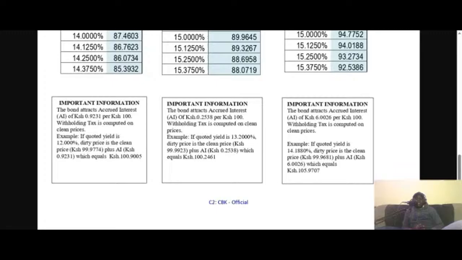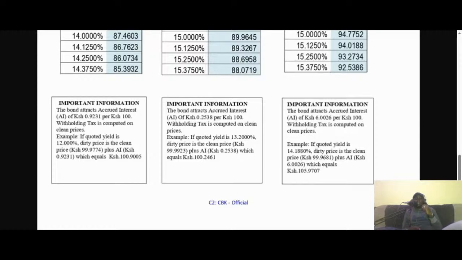Unfortunately, I explain it better if I'm displaying somewhere, so I might not be able to, but you can see the concept of accrued interest in the reopened treasury bonds. These bonds attract an accrued interest of 0.9231 Kenya shillings per 100, with withholding tax computed on clean price. So, for example, if quoted yield is 12%, dirty price is the clean price plus the accrued interest. So the main point that you should get from this pricing is that you might end up buying this bond at par, that is at 100, above par, which is called a premium, or below par, which is called a discount, where you get to pay less money.